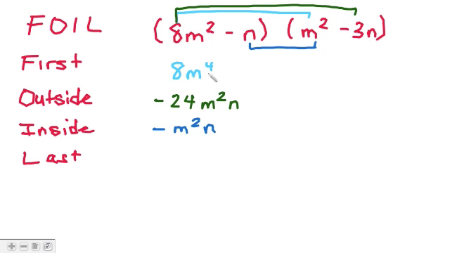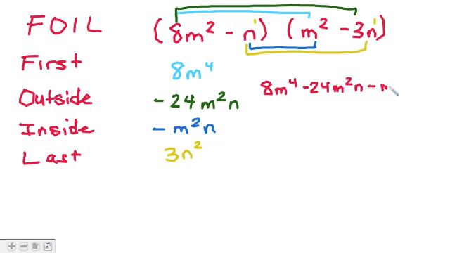And let's do our last. That's going to be this guy and this guy. So negative 1 times negative 3 is going to give me positive 3. n1 plus n1, again remembering that we add these exponents, gives me n squared. Let's put this all together. So starting off with my first, we have 8m to the 4th minus 24m squared n minus m squared n plus 3n squared.